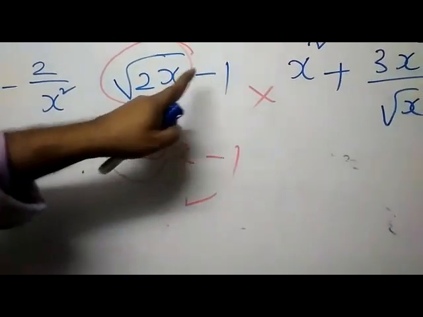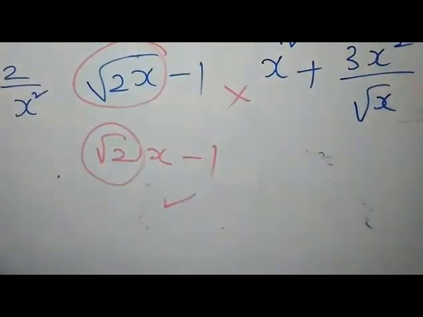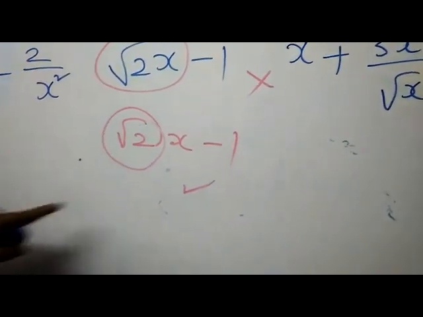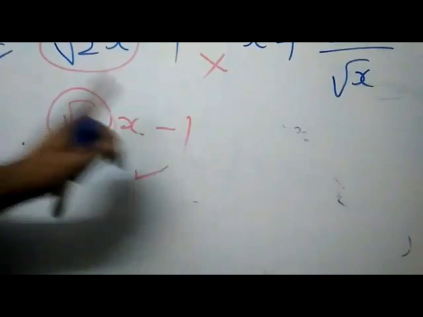So root 2x minus 1 is not a polynomial. But root 2 into x minus 1 is a polynomial. Why? Because the power of the variable is 1 here. Next, third one, last one.